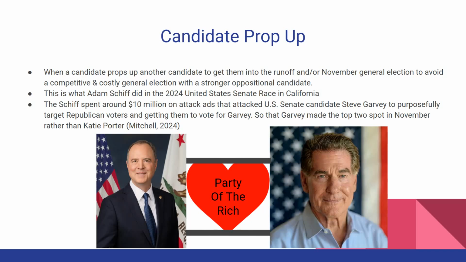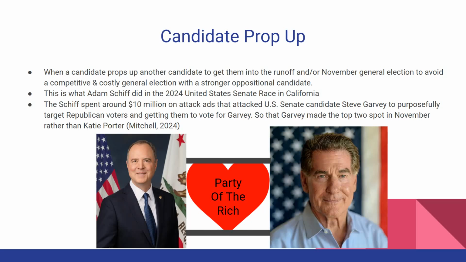This is why Adam Schiff spent millions of dollars on negative attack ads, on negative campaigning, to purposefully divide the Democratic vote in the primary, and to also prop up Steve Garvey. Because he knew that Steve Garvey would have been a weaker and token candidate to easily cruise to victory.